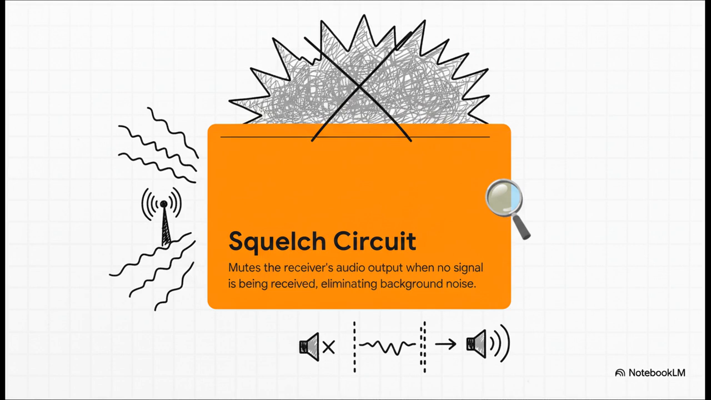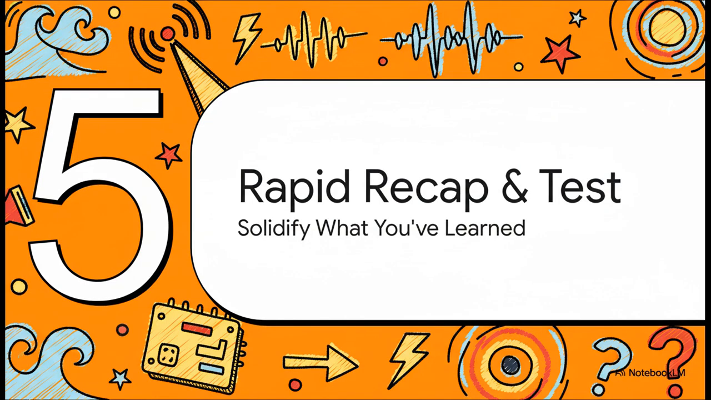Think of it like a bouncer at a club. It keeps the speaker muted as long as it only hears noise. But the second it detects a real strong signal, it opens the gate and lets the audio come through loud and clear. Phew, we have covered a lot of ground.